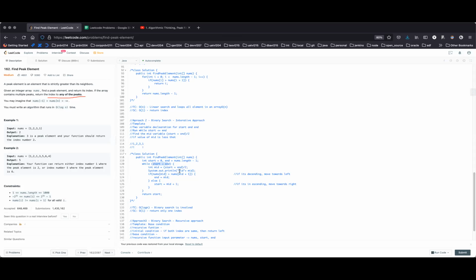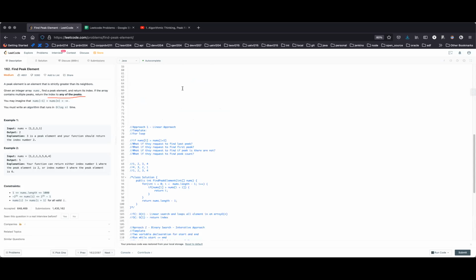But since the numbers are random, and we have found that mid is greater than mid plus 1, we expect the peak to be on the left side, right? But let's say there is some random peak like 1, 2, 3, 5, and then 102, there might be some bigger element on the right side. Even though we target to move on the left side, there might be a bigger element on the right side. You see my question, right?